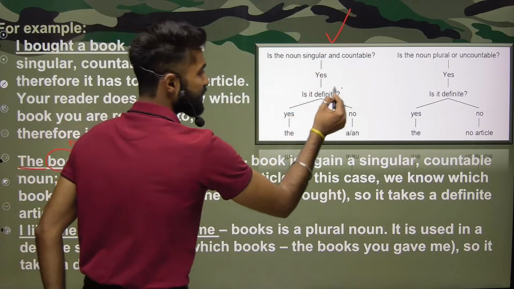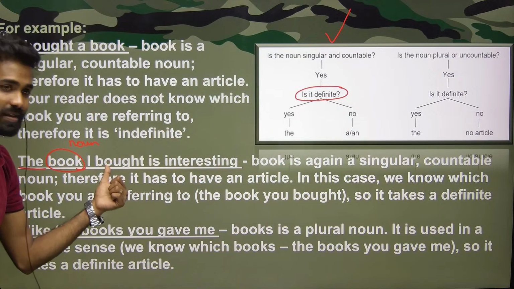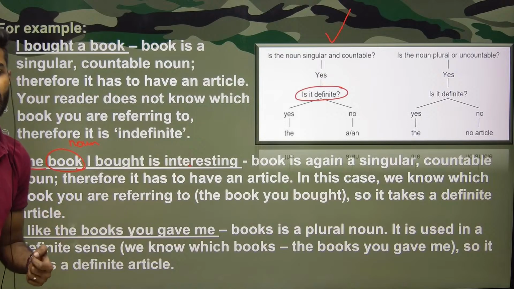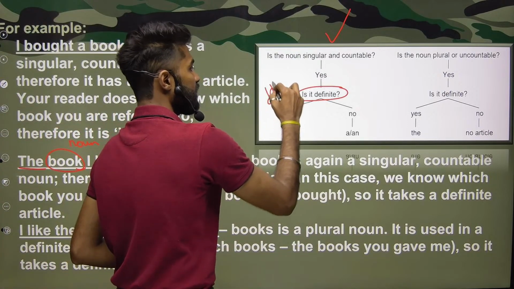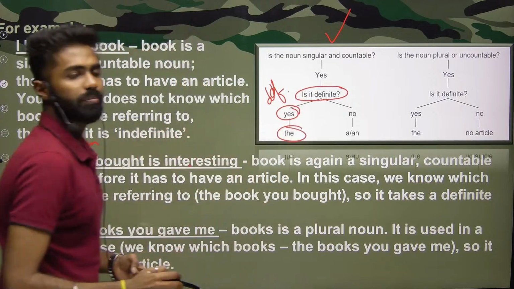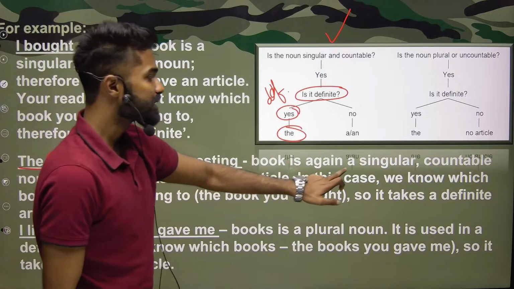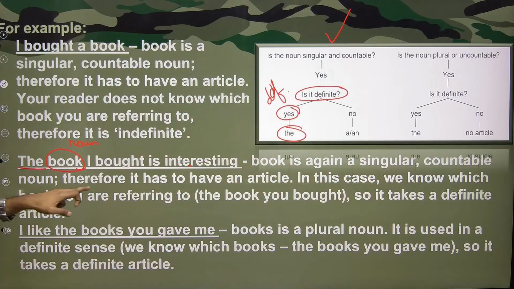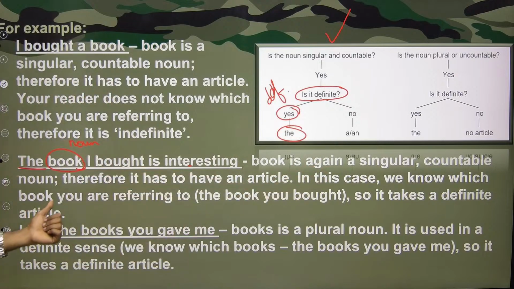All right. Is it definite? The book I bought is interesting. See, I bought a book and it is interesting. Yes, it is definite. Then I will use the. The book I bought is interesting. Here, book is again singular and countable. Therefore, it has to have an article. In this case, we know which book you're referring to.